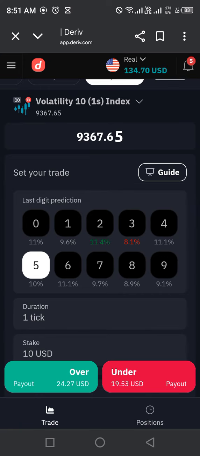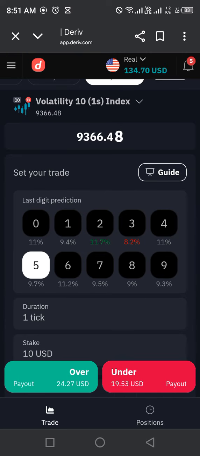Now let us go to volatility 10 1s. Again, let us count. 0 is above 10%, 1. 2 is above 10%, 2. 4 is above 10%, 3. 6 is above 10%, 4. Okay, so currently you have 4 even numbers above 10%.